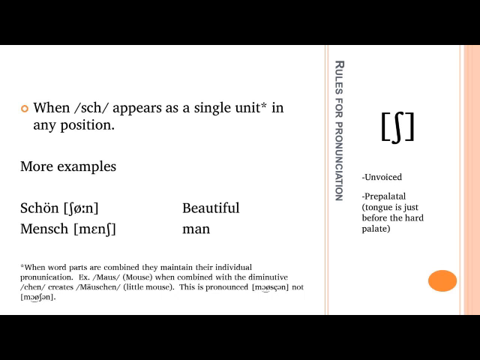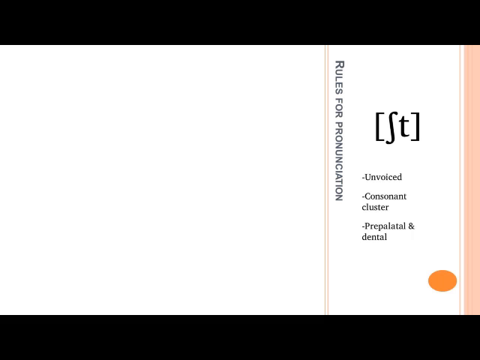Something important to note is that when word parts are combined, they still maintain their individual pronunciation. So, for example, when we take Maus, mouse, and combine it with the diminutive chen, it creates Mäuschen. So the S still stays s and the ch is still ch, but it doesn't become sh. So that's just something to be careful of and aware of. Most of the time when you see SCH, it's going to be as a single unit, but just be aware that sometimes it's not.